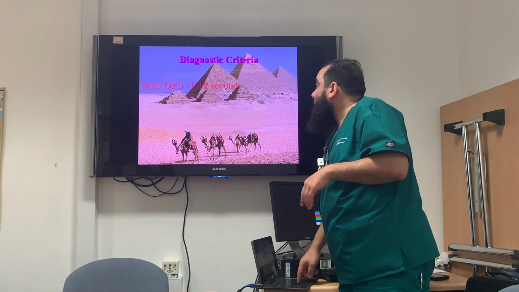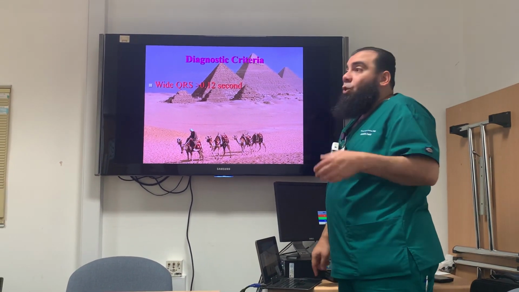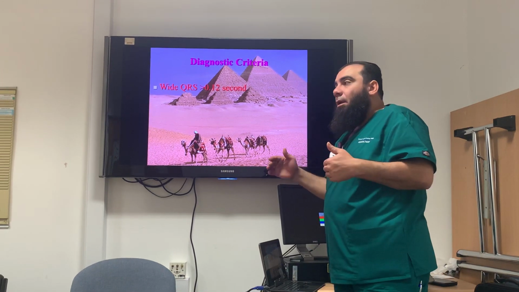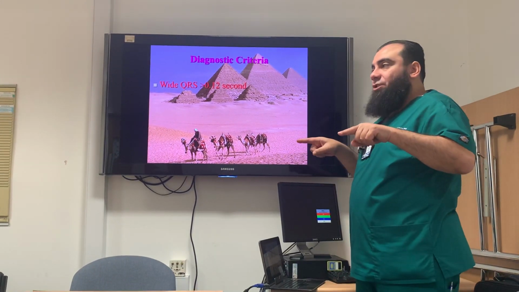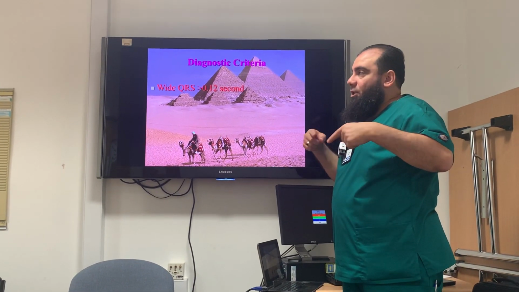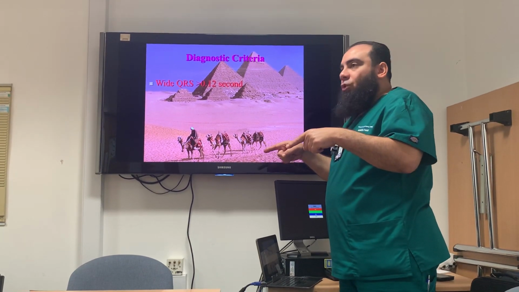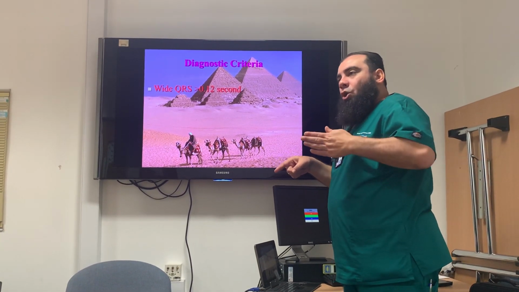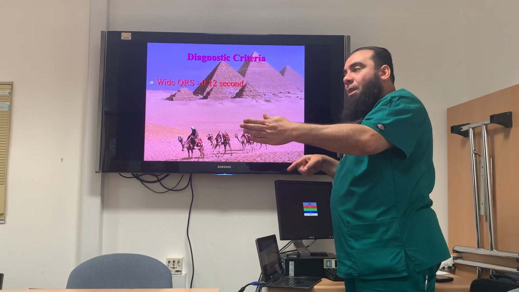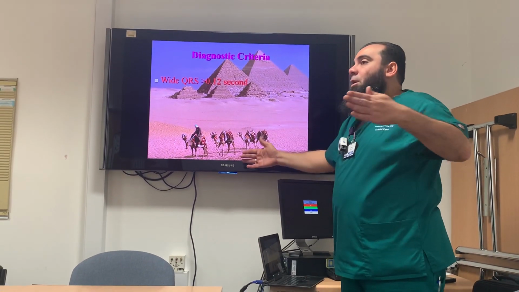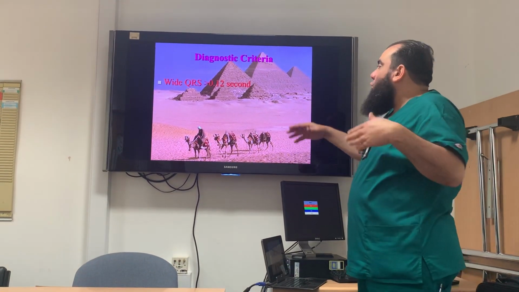How can we see it? Yes, why is the QRS wide? Obviously, there is a delay. Usually both branches are activated simultaneously, but not here. The excitation goes to the left one, and after some time to the right one. So it takes more time than usual, more than 0.12 seconds.